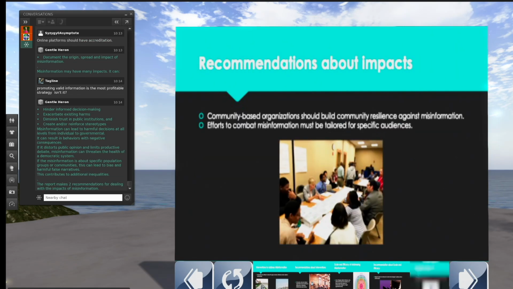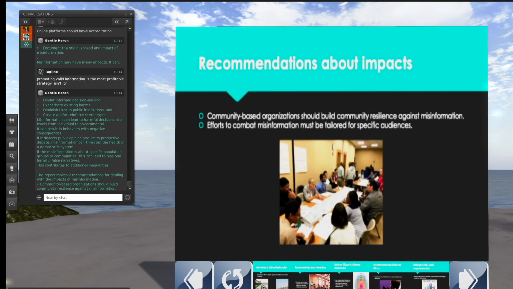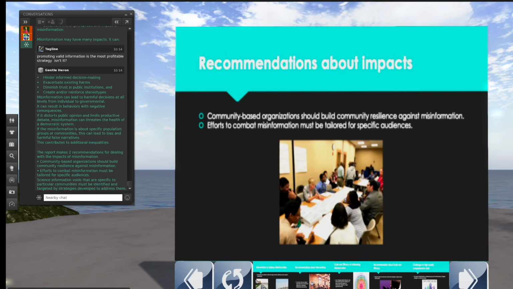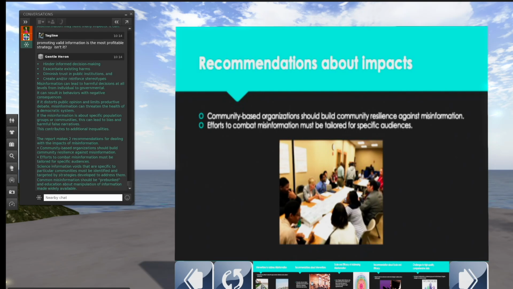The report makes a couple of recommendations of how to deal with the impacts of misinformation. Community-based organizations should build community resilience against misinformation. And efforts to combat misinformation must be tailored for specific audiences. Science information voids that are specific to particular communities must be identified and targeted by strategies developed to address them.